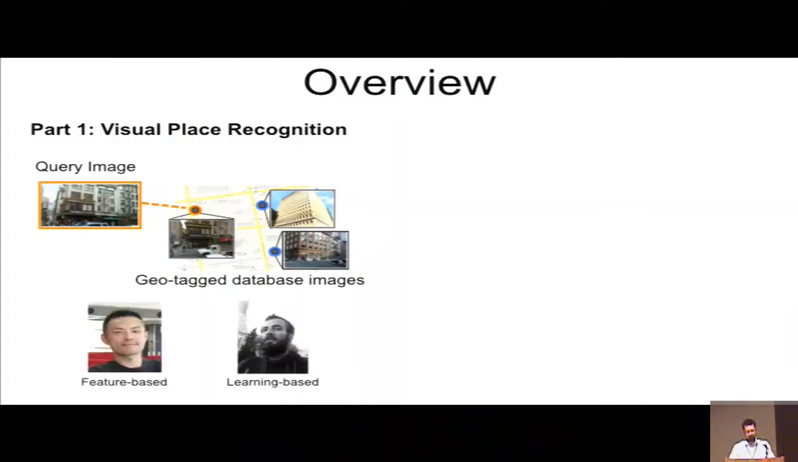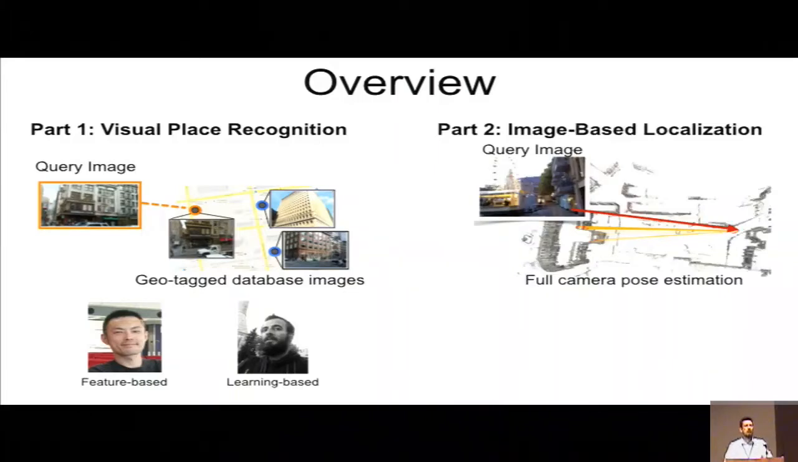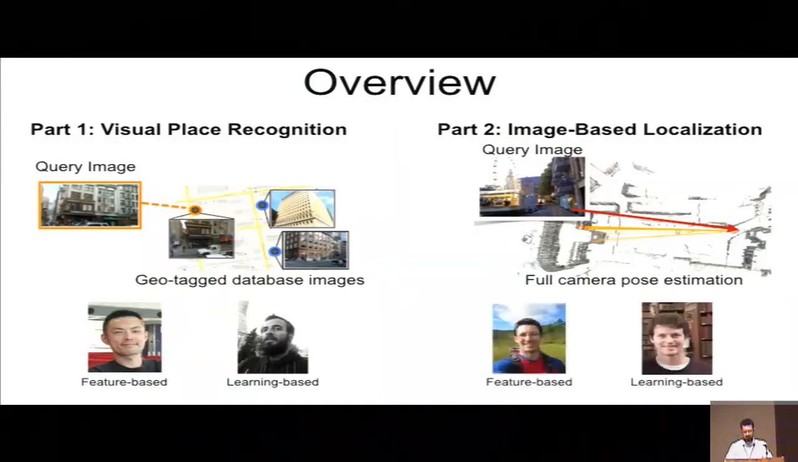This part will be given by Akihito and Georgios, where Aki will cover the classical feature-based methods and Georgios will cover learning-based methods. And then the second part is about precisely estimating the camera pose given the query image, for example, relative to a 3D point cloud. This part will be given by me, where I'll cover standard feature-based approaches, and Alex, who will do learning-based methods.